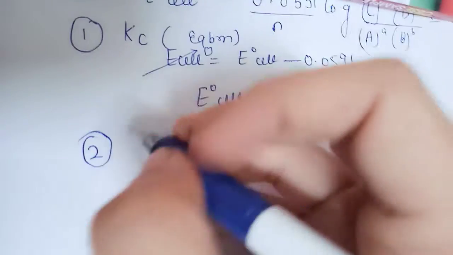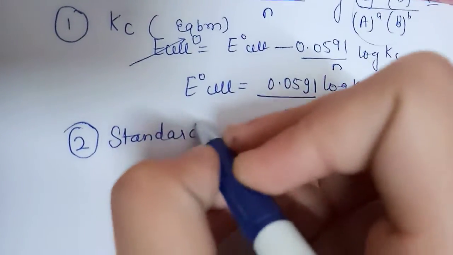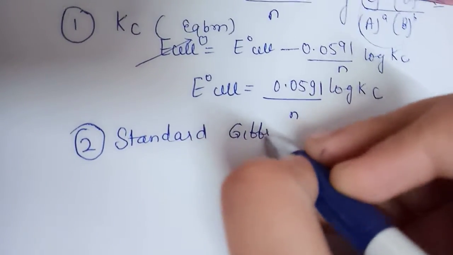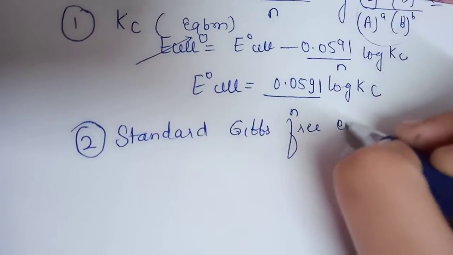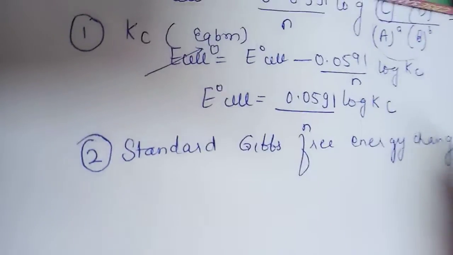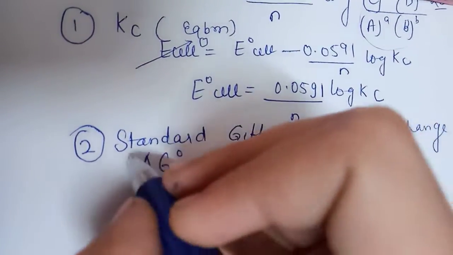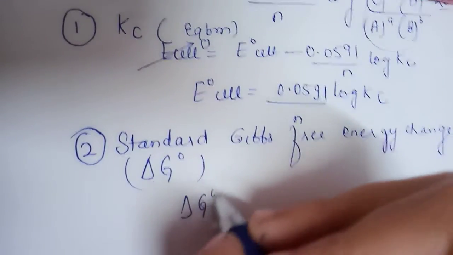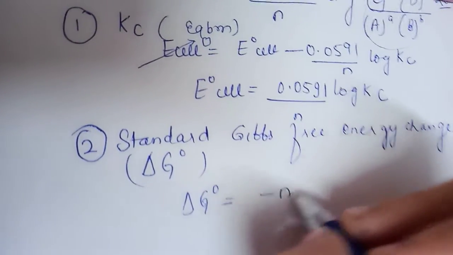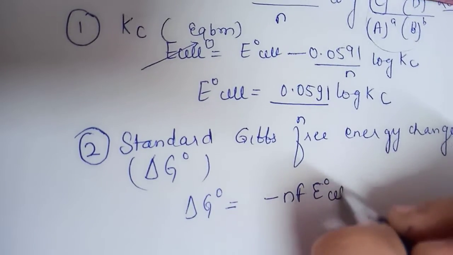Now the second use is to find the standard Gibbs free energy change. How can you find it? Firstly, it is denoted as delta G naught. Okay, and delta G naught is represented as minus nF E naught cell.